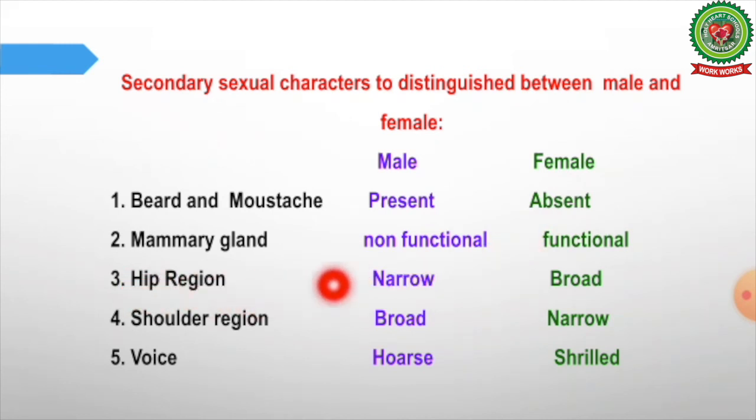Hip region, in male that is narrow, and in female the hip region is broad. Shoulder region, in males they have a broader shoulder region, and in female the shoulder region is narrow. Voice, males have hoarse voice and females have shrill voice. So these are the common secondary sexual characters to distinguish between male and female.